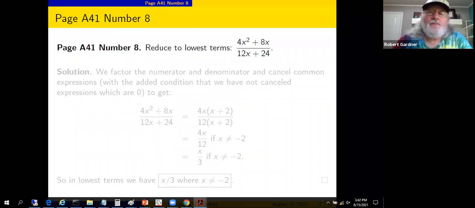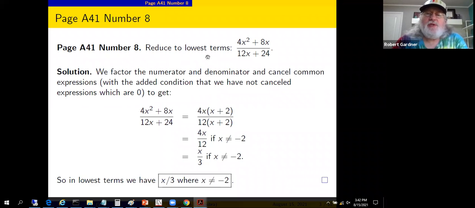There we go. Okay, here's a quotient, 4x squared plus 8x divided by 12x plus 24, if you like, a rational expression. So it's a quotient of two polynomials. We want to reduce it to lowest terms, simplify it. So we factor the numerator and denominator and cancel what we can, with that warning about not losing information and division by 0.